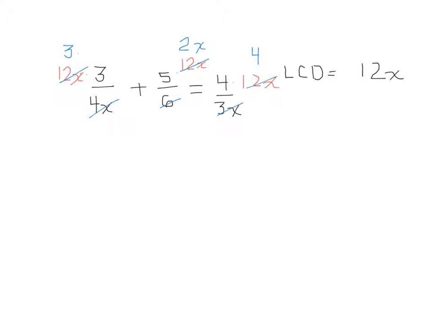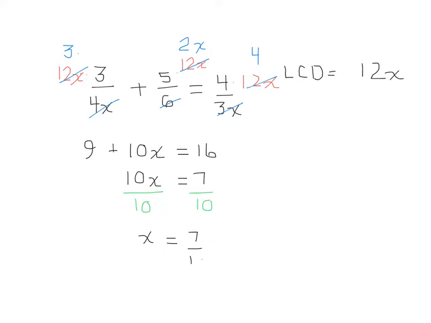So now if we clean this up a bit, take 3 times 3 for our first term and we get 9. 5 times 2x for our second term and we get 10x. 4 times 4 for our last term and we get 16. And now it's just a matter of solving for x. Subtract 9 from both sides and we get 10x equals 7. And then of course the opposite of multiplying by 10 is dividing by 10. So we end up with x is equal to 7 over 10.